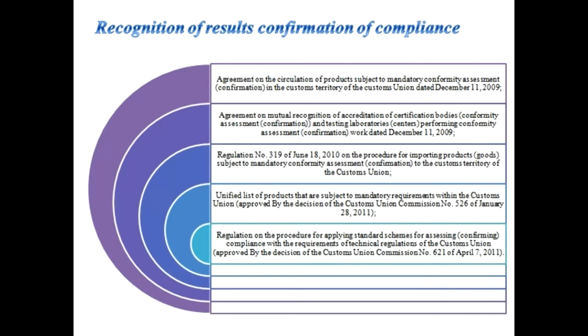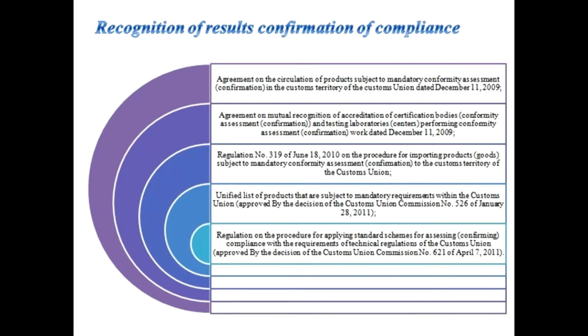Agreement on mutual recognition of accreditation of certification bodies, conformity assessment confirmation bodies, and testing laboratories, centers performing conformity assessment confirmation work, dated December 11, 2009. Regulation number 319 of June 18, 2010 on the procedure for importing products and goods subject to mandatory conformity assessment or confirmation to the customs territory of the customs union.